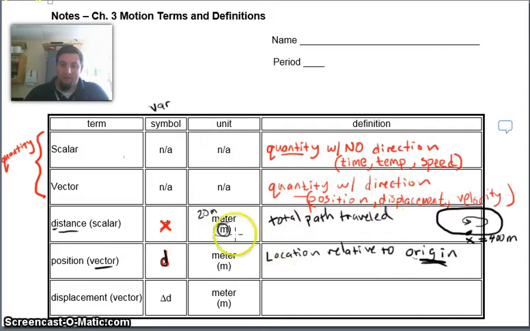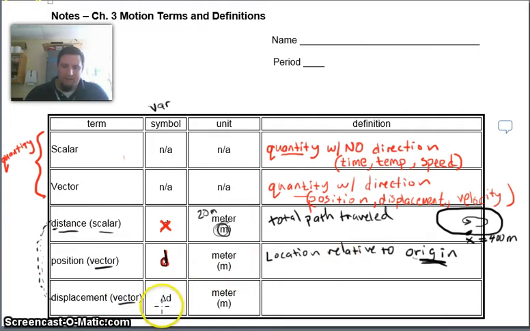So a position is always some distance plus a direction. 5 meters east, 25 meters southwest, and so forth. Displacement is similar to distance, so these are kind of related. Distance and displacement are related to each other. They're almost the same, a little different because distance is a scalar, whereas displacement is a vector.